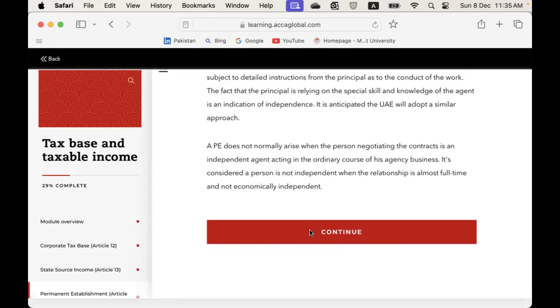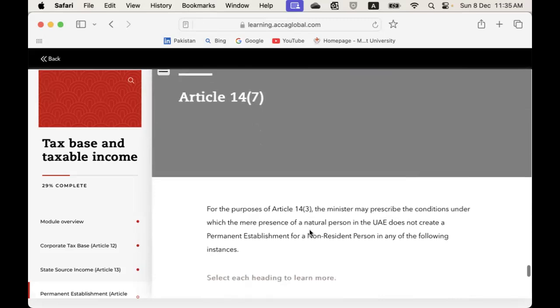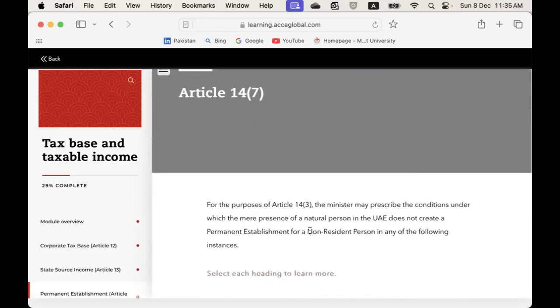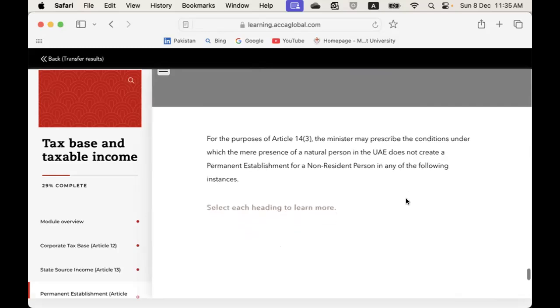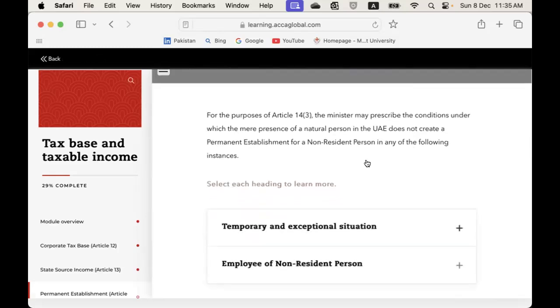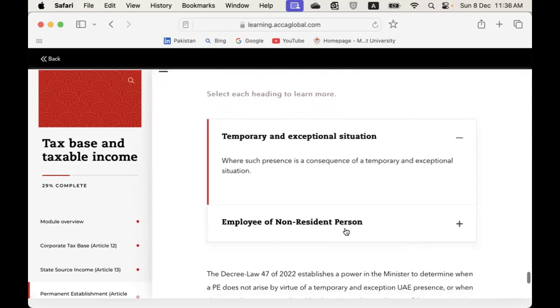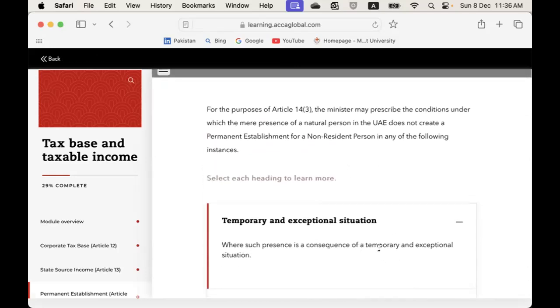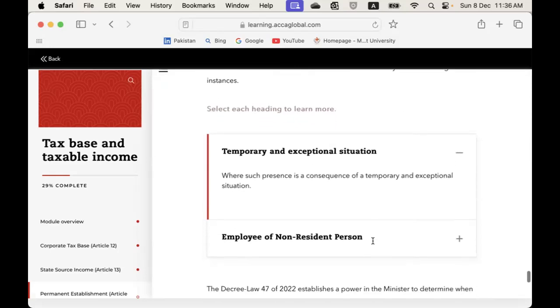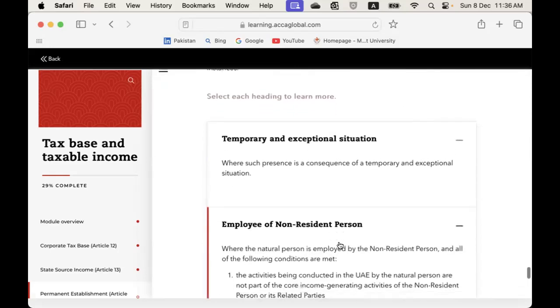Okay, so continuing with our discussion, Article 14, paragraph 7. For the purpose of Article 14, paragraph 3, the minister may specify conditions in which... So the decision that we were looking at, Cabinet Decision number 83, I think, or was it a ministerial decision? That decision came later on. So where such presence is a consequence of a temporary and exceptional situation, then it will not give rise to a UAE permanent establishment. That's the first thing, temporary and exceptional situation.